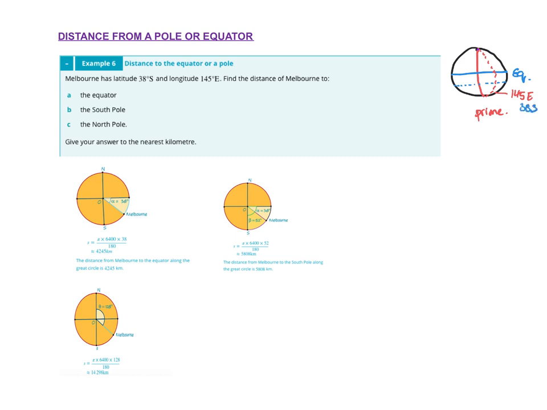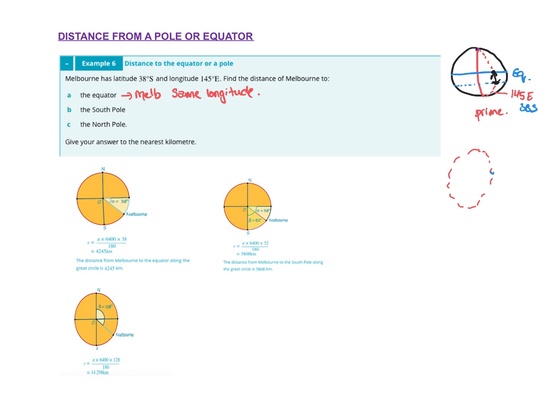So when they ask you to find the distance from Melbourne to the equator, you're going to find the shortest distance. Really, you're pretending you're on the same longitude. In this example, when you go between the equator and Melbourne, it's going to be on the same longitude that we're going to find it.